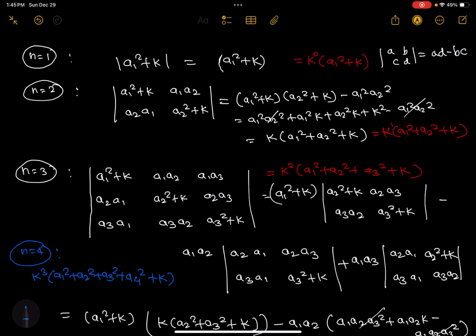So now let us assume that this is true, and then let's try to prove it using induction. If we are able to prove it, then we know that it's definitely right, and if we are not able to prove it, then this might not be true, right? So okay, let's go with induction. We know the expression: if it's n equals 4, then there's a k cube. So for the general nth number, there will be k to the power n minus 1, and then a1 square plus a2 square plus a3 square plus a4 square up to an square plus k.